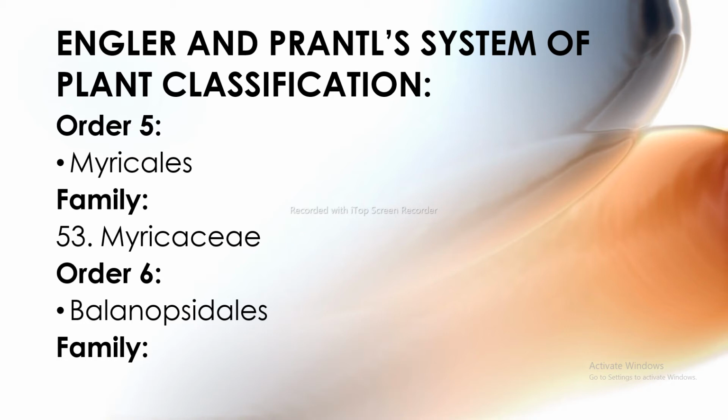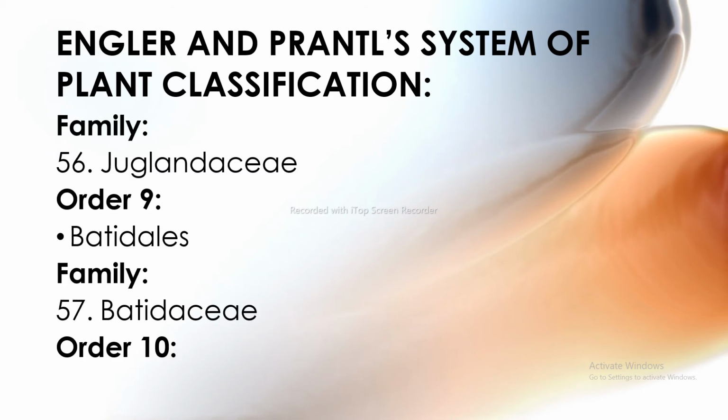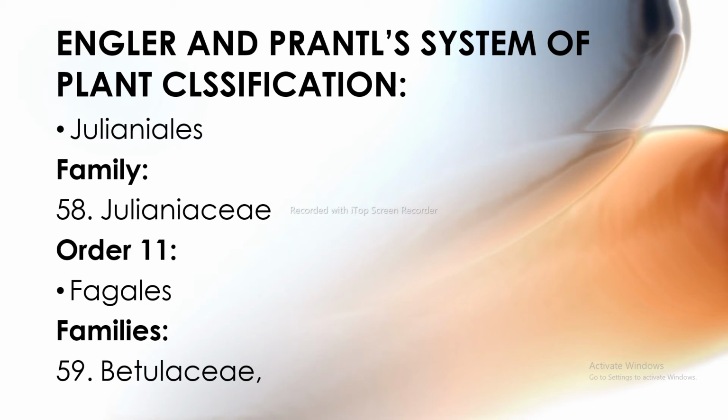Order 6 is Balanopsidales. Includes the family Balanopsidaceae, and order 7 is the Leitneriales and includes the family Leitneriaceae. Order 8 is Juglandales. Includes the family Juglandaceae. Order 9 is Batidales. Includes the family Batidaceae. Order 10 is Julianiales. Includes the family Julianiaceae.